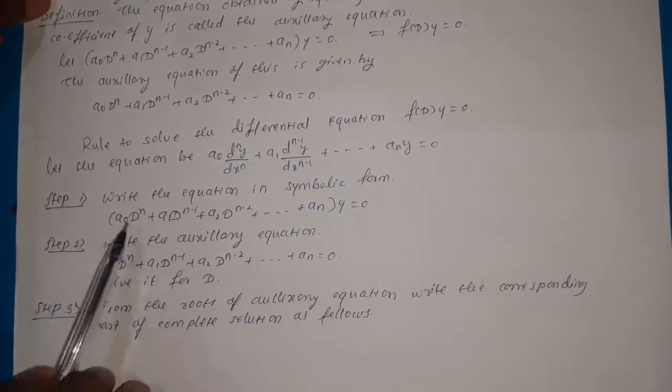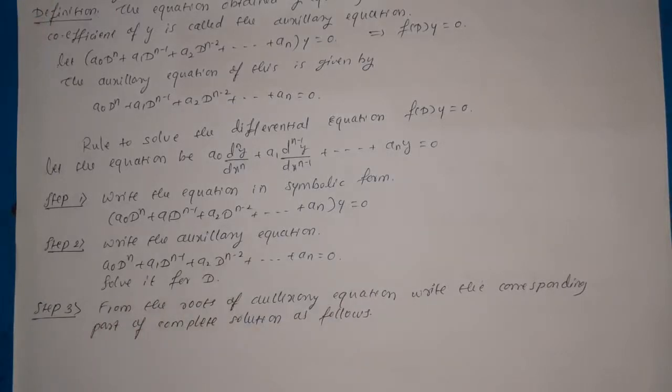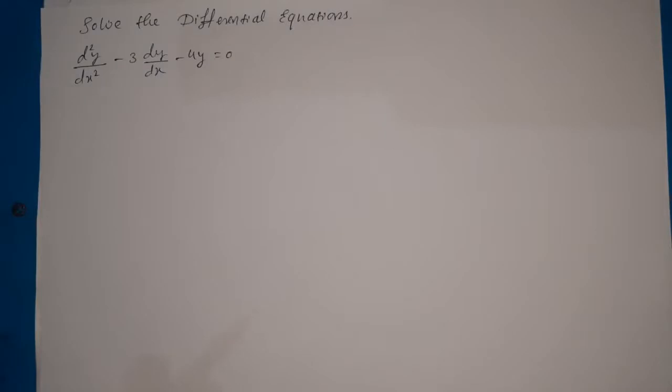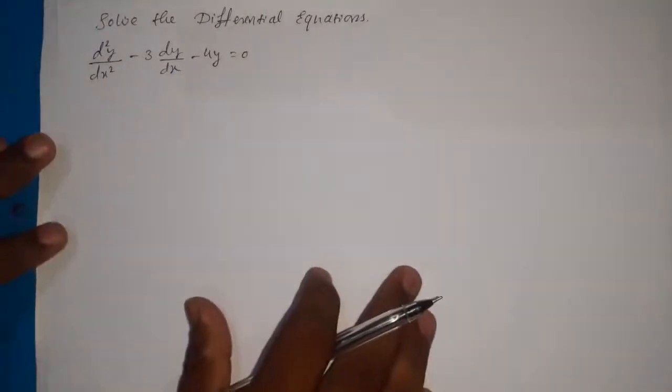In step 1 we are going to write the symbolic form of the given differential equation by using the operators. And the second thing is finding the auxiliary equation and the roots of that auxiliary equation. And in the third step we are going to write the complementary function depending on the roots of the auxiliary equation. So here first let us write the symbolic form of the differential equation.